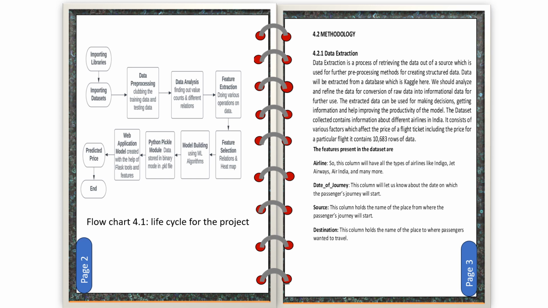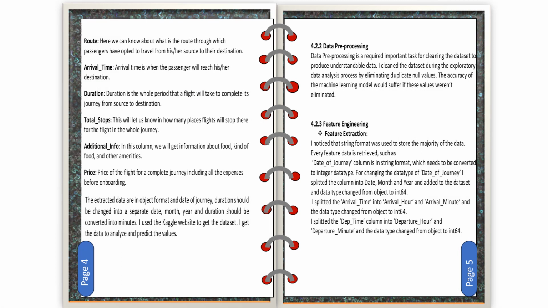Totally, it consists of various factors which affect the price of a flight ticket, including the price of a particular flight. It contains 10,683 rows of data. The features present in the dataset are airlines, date of journey, source, destination, route, arrival time, duration, total stops, additional information, and price.